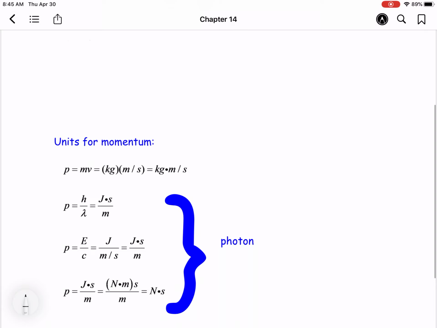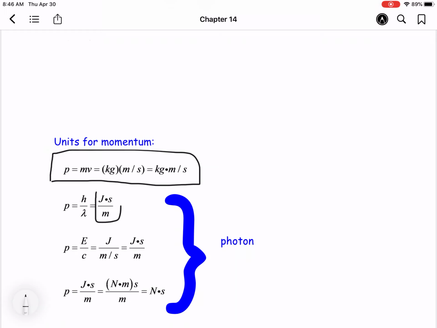If you look here, for anything with mass, the units we use are kilograms meters per second. But if it doesn't have mass, it's joule seconds over meter, or newton seconds. So there's all those different versions of the answer.